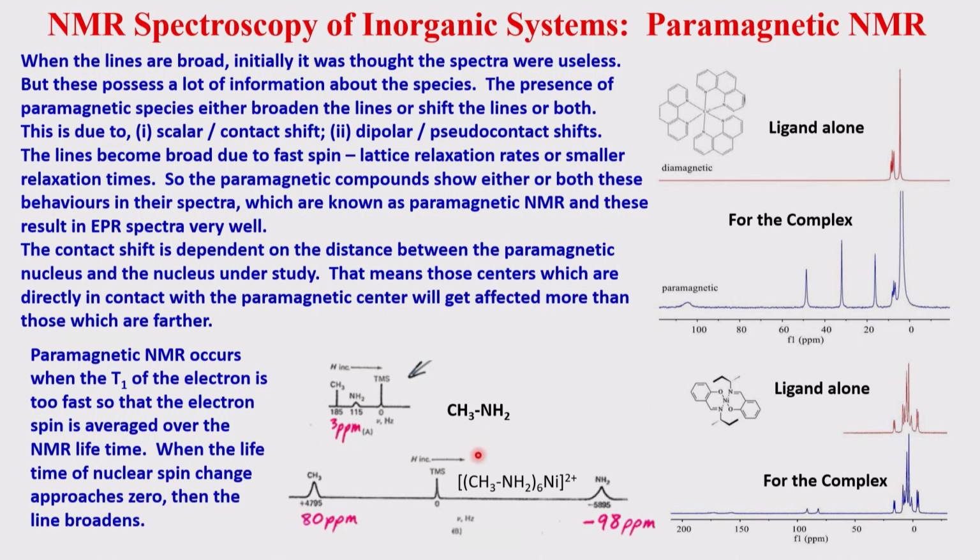Look at a very simple case, CH3NH2. So where will it come here? And this is the TMS, this is for the NH2, this is for the CH3, the proton NMR of this. Within 3 ppm you're getting. Now if you put some nickel ions into that methylamine, just dump a little amount of nickel ions, you will find a peak which is around 80 plus and which is minus 100.